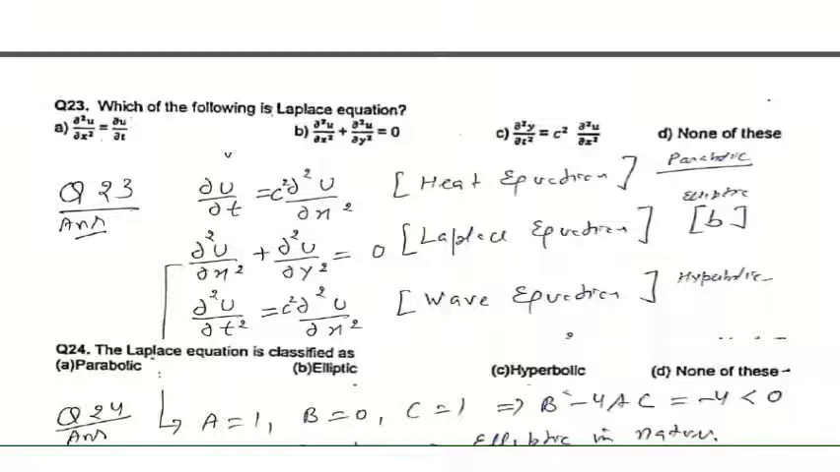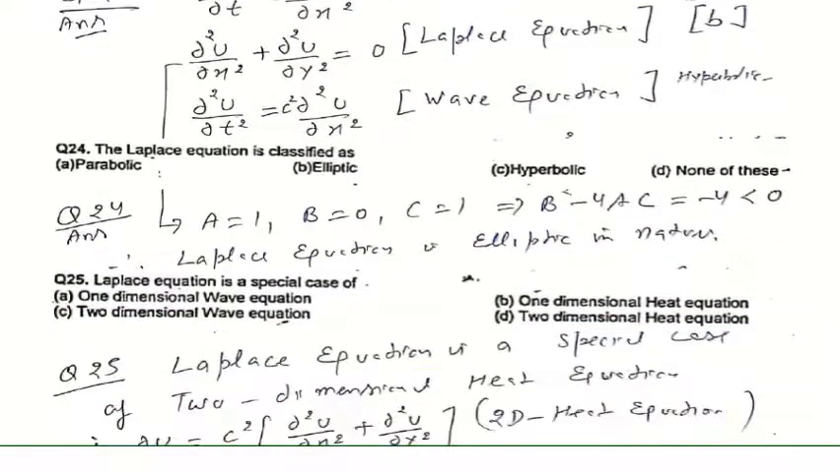So the given question is, which of the following is Laplace equation? It is the Laplace equation. This is nothing but the Laplace equation. Single derivative with respect to t, heat equation. Double derivative with respect to t, wave equation. No derivative with respect to t, only x and y are there, Laplace. So Laplace equation is, we already have discussed, it is elliptic in nature. You can see a is 1, b is 0, c is 1. So b square minus 4ac will give you minus 4. Elliptic in nature.